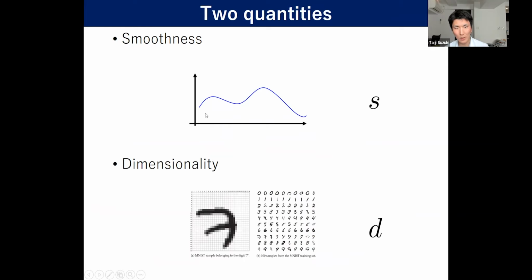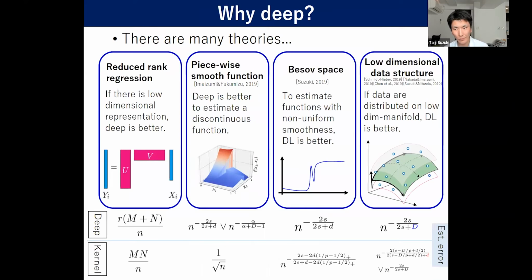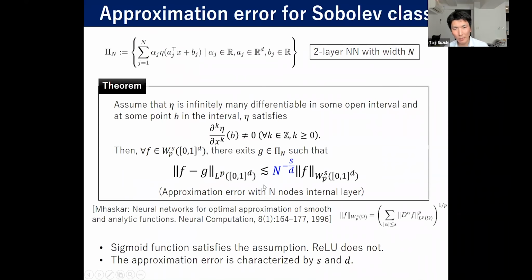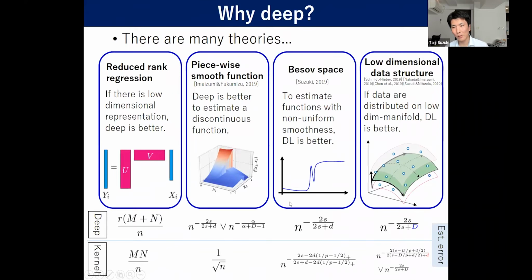So the smoothness S controls the smoothness of the target function, and d is the dimensionality of the input. Those are the two important quantities. Through this kind of analysis, depending on the target function class, we have some bound of the approximation error. Then by analyzing the bias and the variance, we get some estimation error bound. Through such a non-parametric regression analysis, we can show that deep learning can be better than the kernel method in the non-parametric regression problem.